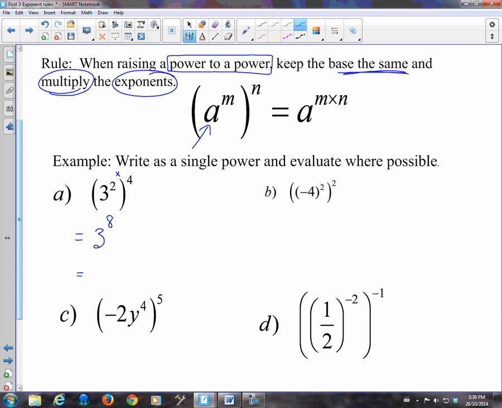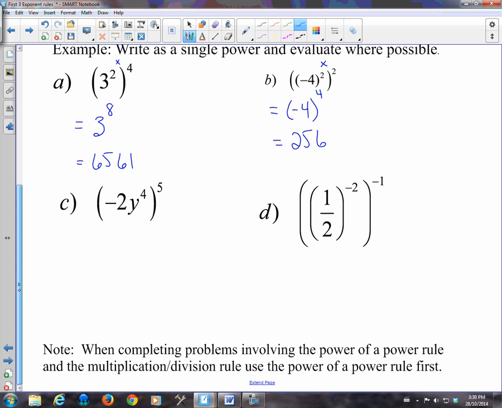a large number. There we go, 6,561. Or for this one, negative 4 to the exponent 2 to the exponent 2. One base and two exponents. Keep the base. Make sure you keep the base and multiply your exponents. Negative 4 to the exponent 4 is 256. All right, last two.